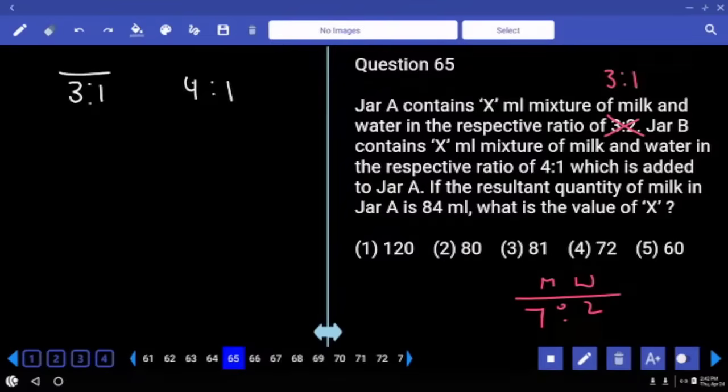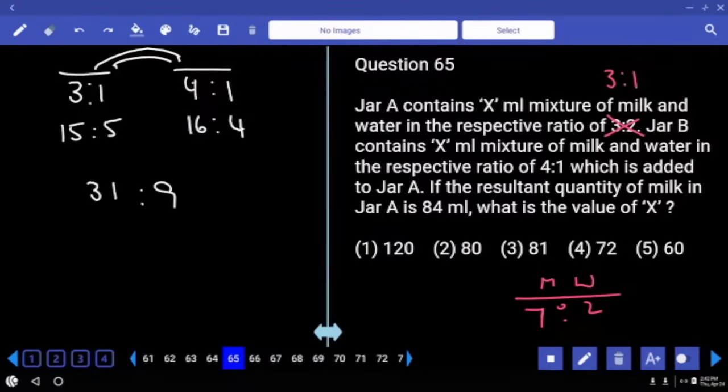Sum is rainbow multiplication. First one is multiplied with 5, second ratio multiplied with 4. 3 multiplied with 5 is 15, 1 multiplied with 4 is 4. Now you observe, in jar A how many parts do we have? 20. Jar B, 20. Milk 31, water 9. Total quantity of X is 20.